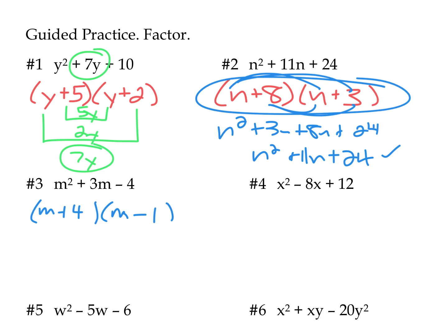Adding a negative is like subtracting when they're different signs. So when they're different signs, think of adding a negative as subtracting to get that b value. So these are the factors that would multiply to give me negative 4 and add to give me positive 3.